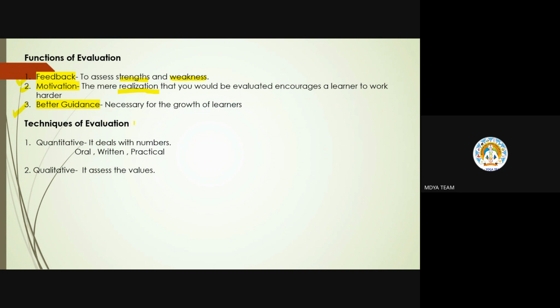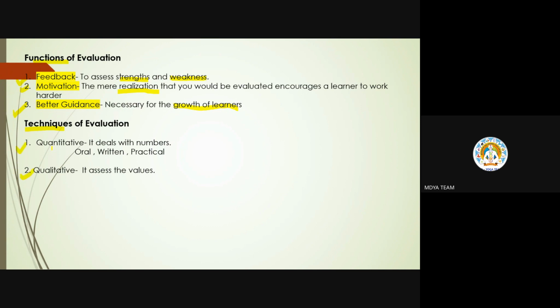Better guidance, necessary for the growth of the learner. From the evaluation, the teacher also knows what the weaknesses of the learner are, so that the teacher can work more on that. Now, what are the techniques of evaluation? See, these are the functions: feedback, motivation, better guidance. And these are the techniques, or you can say types of evaluation: quantitative and qualitative.